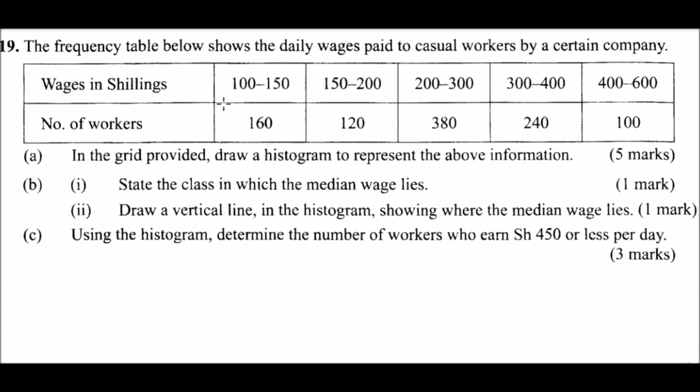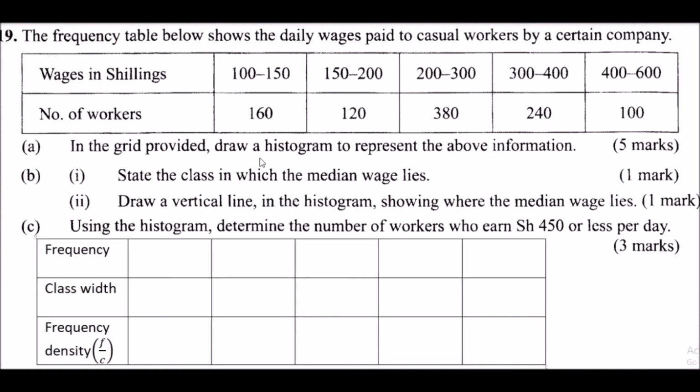So let me put my table so that we'll be able to fill the table that I'm going to use. So we have the frequency, we have the class width, and we have the frequency density. The frequency density is the frequency divided by the class interval. So the frequency we have already been given. So we have 160, we have 120, we have 380, we have 240, and we have 100.